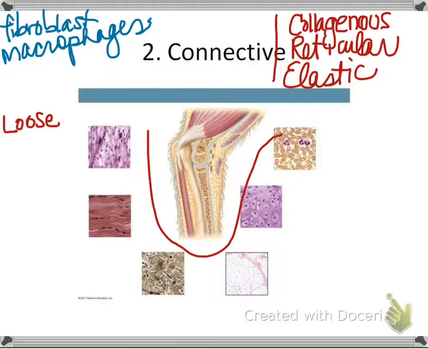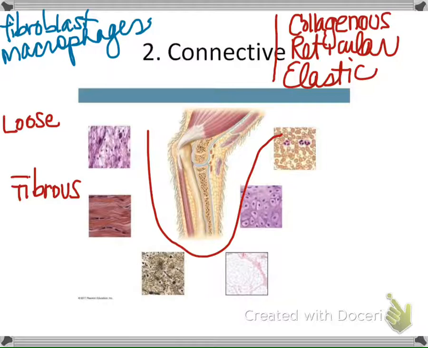Then you have fibrous connective tissue. Fibrous connective tissue is dense with collagen fibers. It's found in tendons, which connect bone to muscle, and ligaments that connect bone to bone.